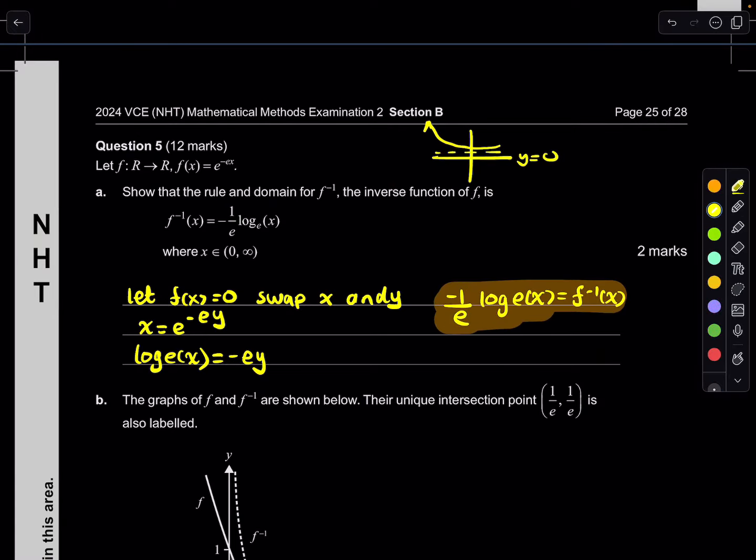And to get the other mark, we're just going to say the domain of the inverse, same as the range of the original, which is equal to 0 to infinity. Beautiful. There it is. That's a show question done.